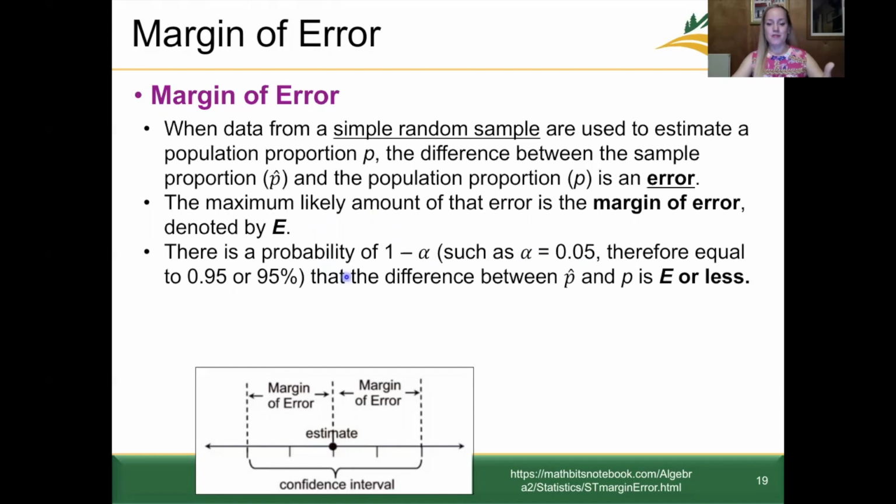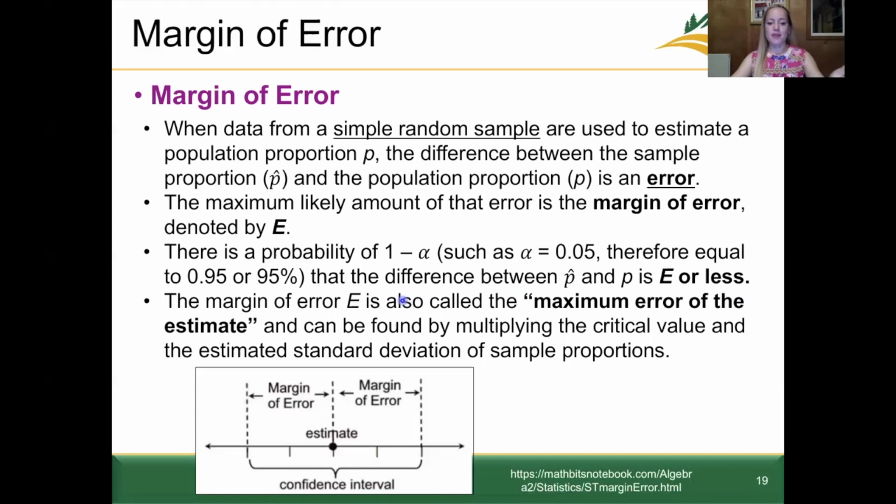Then what this margin of error idea is saying is that the difference between the sample proportion p hat and the population proportion, or p, is going to be this margin of error, or uppercase E, or less, right? Because this uppercase E represents the maximum likely amount of error. So the error can be up to E, or it'll be less than E. Other terminology you might see is that this margin of error, or uppercase E, can also be called the maximum error of the estimate. There is a way to calculate this.